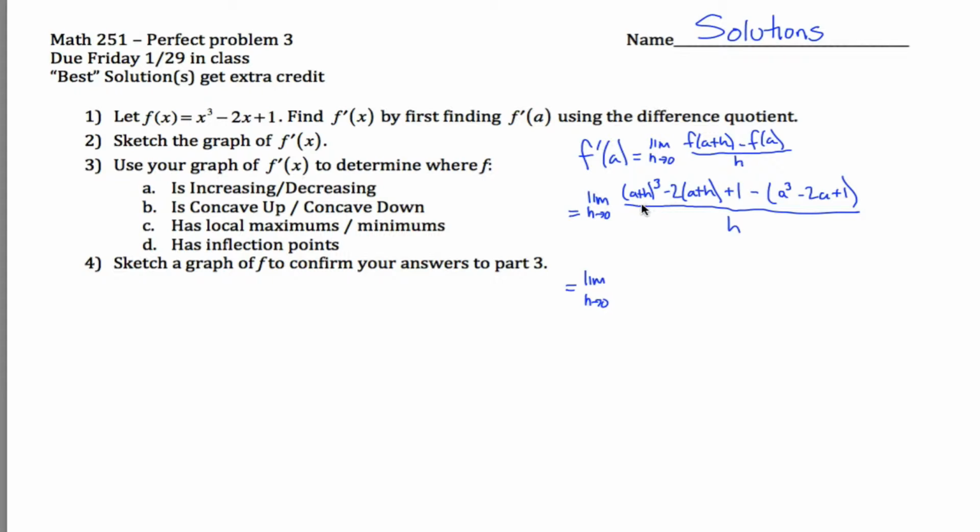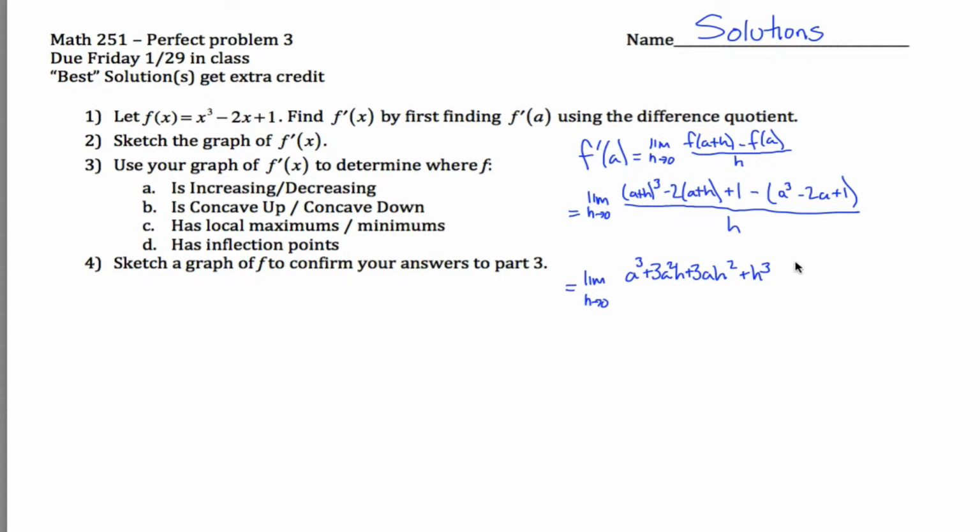So a plus h times a plus h gives you a squared plus 2ah plus h squared. And then if you multiply that times a plus h, what you'll come up with is a cubed plus 3a squared h plus 3ah squared plus h cubed. So this expands to this.